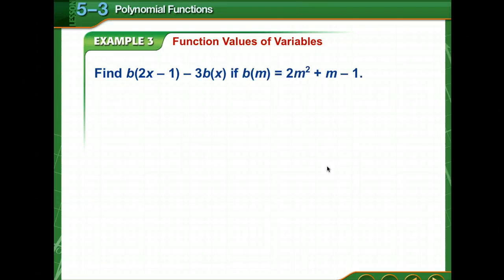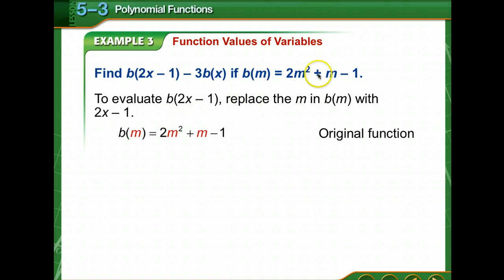You can also evaluate functions for variables and algebraic expressions. So this gets a little trickier. What you need to do is make sure that you're lining up everything appropriately as you're working. You can get lost so very easily. So we're to find b of 2x minus 1 minus 3b of x if b of m is 2m squared plus m minus 1.